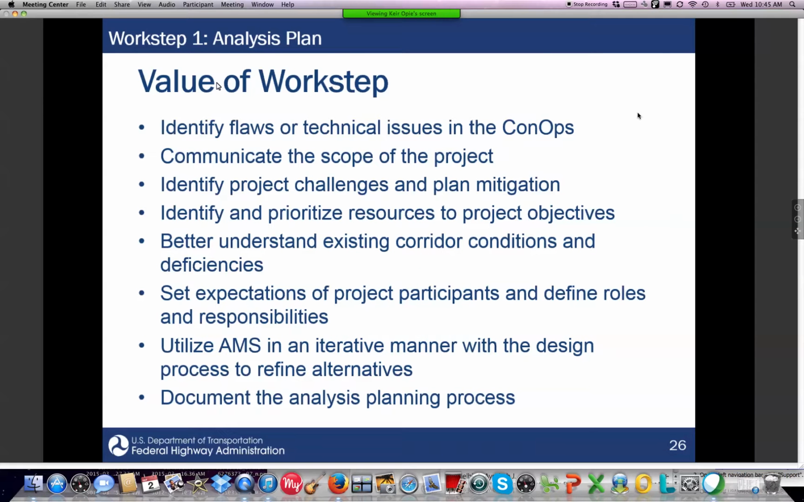So within the first step, developing an analysis plan is just laying the groundwork for the next steps, as to how you're actually going to produce the work. Especially if you consider the AMS elements while you're developing the ConOps, it can help you identify flaws or technical issues that you may come across down the road and correct for that before you get there.